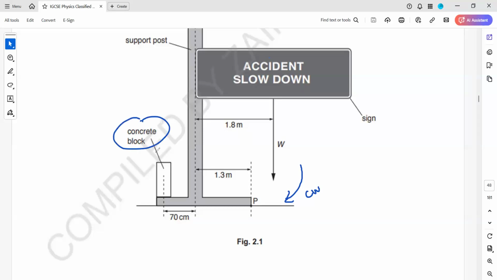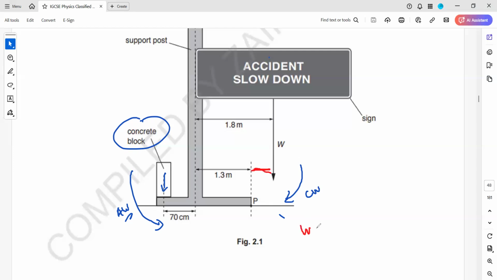And the block of concrete, its weight is acting downward. Which direction will this try to cause a turning effect? Anti-clockwise or counterclockwise? Because it is not rotating, the clockwise moment is equal to the anti-clockwise moment. When an object is balanced, the total clockwise turning effect is equal to the anti-clockwise. The clockwise turning effect is what? We always take the distance from the pivot.